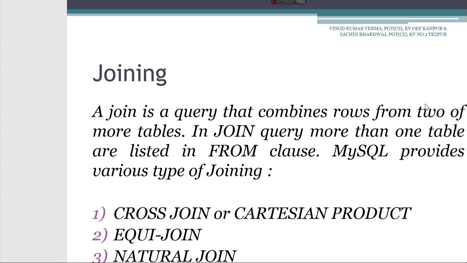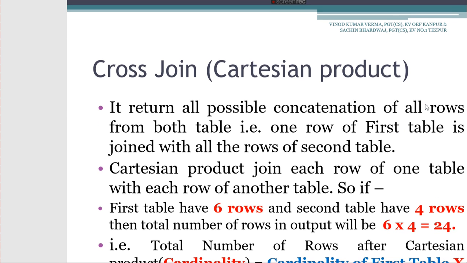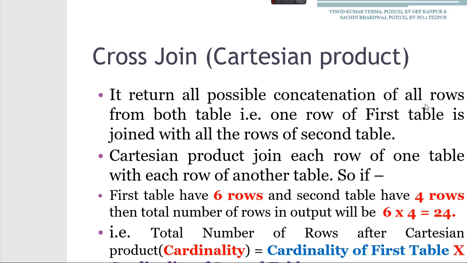What is the meaning of Cartesian product? Another name is cross join. For example, there are two tables. When you are going to concatenate both the tables, concatenation means joining of both the tables, the first row of the first table is joined with all the rows of the second table. So what is meant by Cartesian product? In a Cartesian product, each row of one table is joined with every row of the other table.